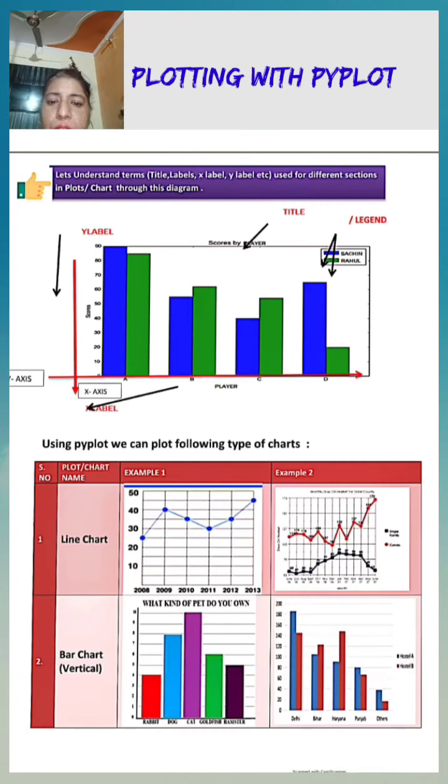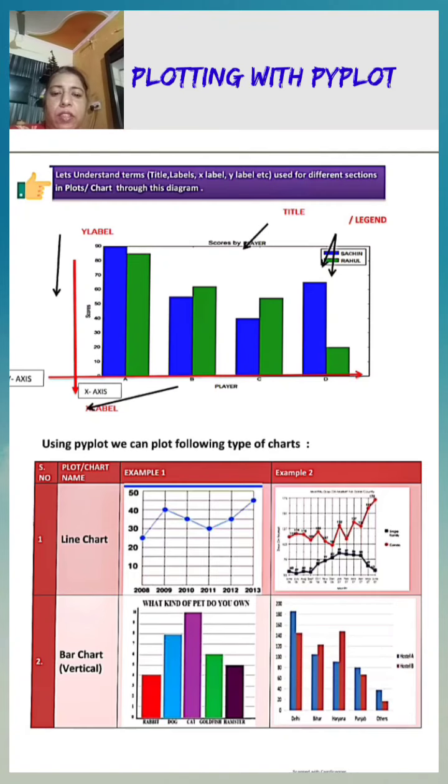In the second table you can see we have given different examples like line chart, how to draw the line chart in Python. A line chart is also a 2D graph, with x-axis and y-axis, and you will plot the points on the x-axis corresponding to the y-axis, and after plotting the points you will join these points with straight line segments, and you will get the line chart. Clear?